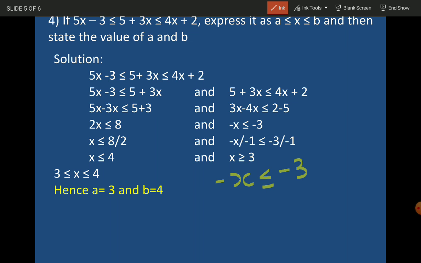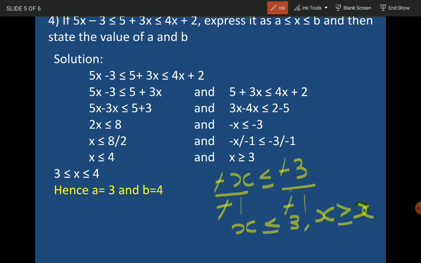So here we are following rule 4. Minus x divided by minus 1, and here also the same, divided by minus 1. Here minus and minus cancel, and here also minus cancels. The answer is x less than or equal to 3. So we have to change this symbol also. So x greater than or equal to 3.